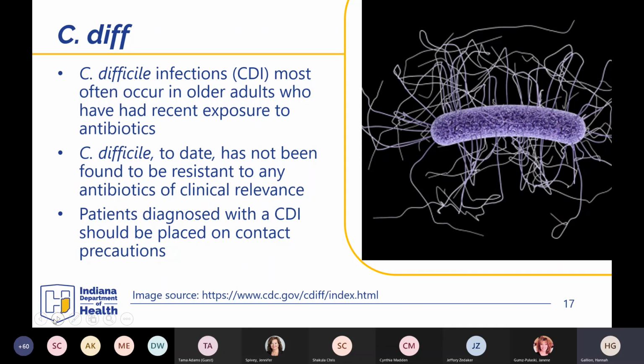C. diff is currently listed as an urgent threat on the AR threat report. C. diff infections are more common and more severe in older adults. There were 224,000 estimated cases in hospitalized patients in 2017. Patients diagnosed with CDI should be put on contact precautions. Strategies to reduce CDI infections should include improving antibiotic use, infection control, and healthcare facility cleaning and disinfection.